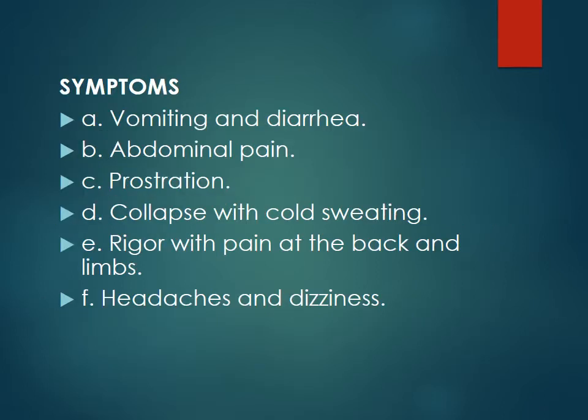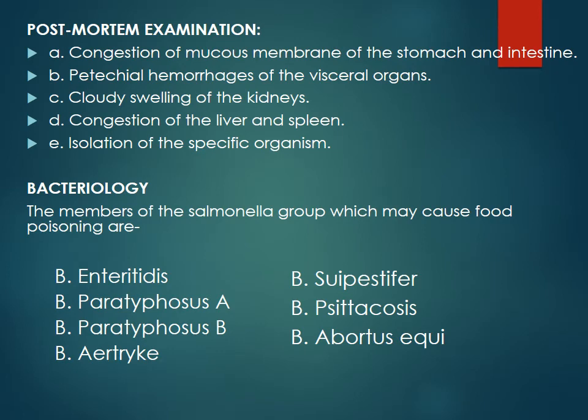So, what are the symptoms of food poisoning? First, vomiting and diarrhea, and then abdominal pain, prostration, collapse with a cold sweating, rigor with pain at the back and limbs, headaches, and dizziness. Now, if you are the medico-legal examiner, you should take note of the following postmortem examination in order to determine the origin of the poisoning. For food poisoning, the following are determined. First, congestion of mucous membrane of the stomach and intestine, petechial hemorrhages of the visceral organs, cloudy swelling of the kidneys, congestion of the liver and spleen, and then isolation of the specific organism.